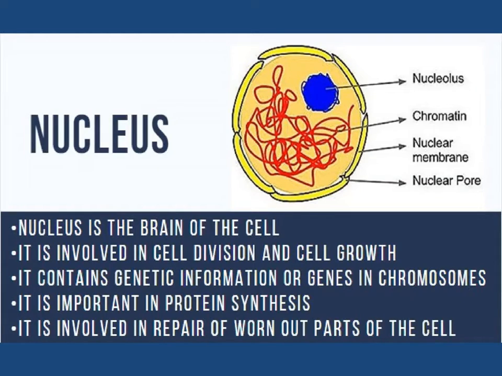Nucleus, also known as the brain of the cell, is composed of nuclear membrane, also known as the nuclear envelope, nucleoplasm, and nucleolus. It is involved in cell division and cell growth. It contains genetic information or genes in chromosomes. It is important in protein synthesis and involved in repair of worn out parts of the cell.